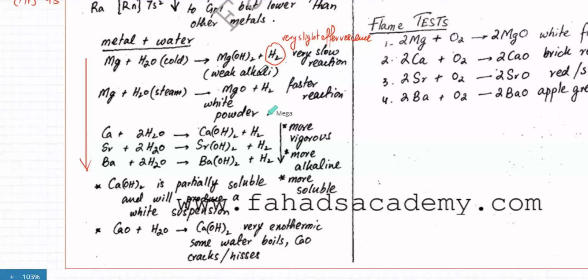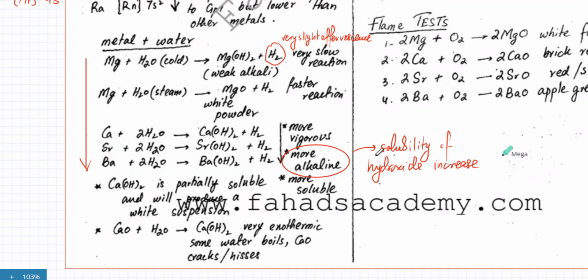We did that in period 3 as well. And when you go down the group, calcium, the reaction becomes vigorous. Strontium and barium, it becomes more vigorous, and it also becomes more alkaline as well. The reason it becomes more alkaline is that down the group, the solubility of the hydroxides increase. So solubility of the hydroxides of group 2, they increase. They become more soluble. So they also become more alkaline down the group. Magnesium hydroxide is not very soluble, while the other ones become more and more soluble. Yahan pe likha hua bhi hai, they become more soluble.